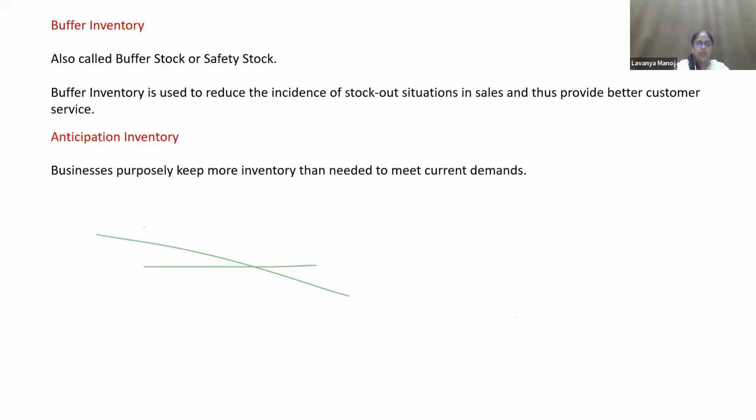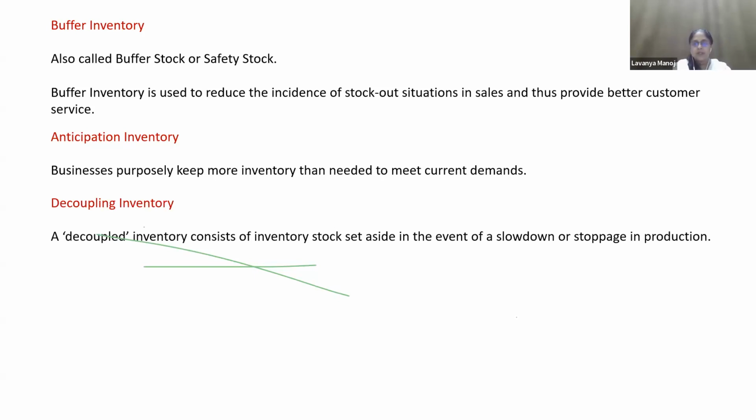Few products may become dead stock. Dead stock in the sense nobody is going to demand the product after some time. But anticipating that all the products will be sold out, however much product we produce and send to the market, the companies suddenly procure more raw materials, produce more, and send all the products to the market. So those are anticipation inventory.